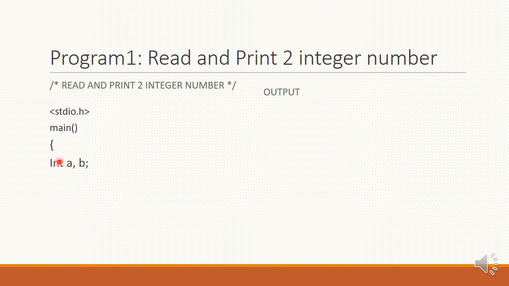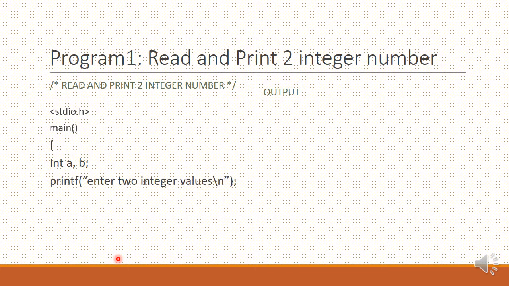How many variables are we using? Two variables. Of which type? int a, b. Two variables. int is your keyword. A and b are the variable names. Instead of a and b, you can take a1, b1, or if you want, you can take your own name also. There are some rules according to which you have to take the variable names. Any variable name you can take.